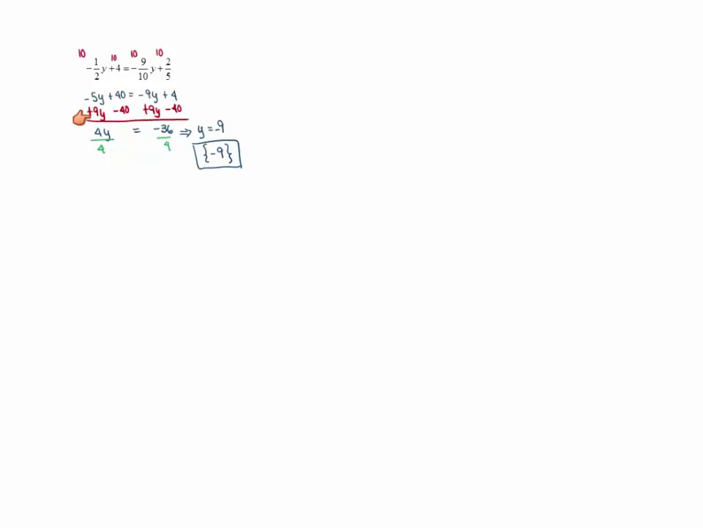You get to add 9y to both sides of the equation and subtract 40 from both sides of the equation. You get negative 5y plus 9y gives you negative 4y. And here you get 4 minus 40 gives you minus 36. Divide both sides by the coefficient of y, which is 4. So y would be equal to minus 36 over 4, or minus 9. That's the correct answer.